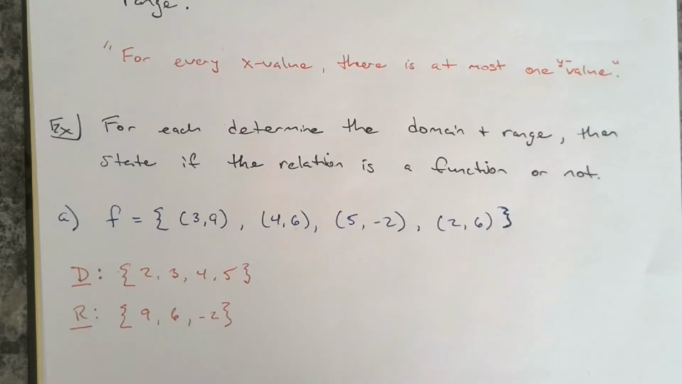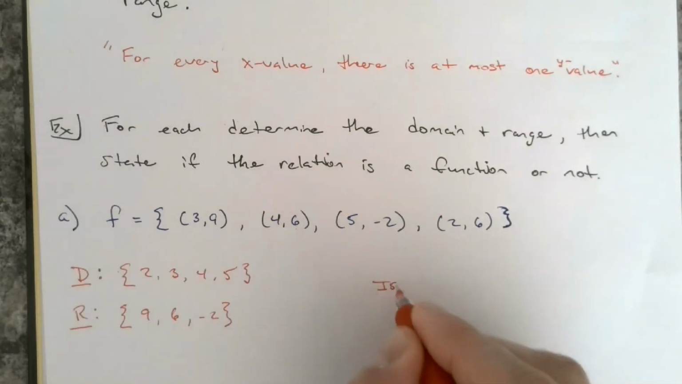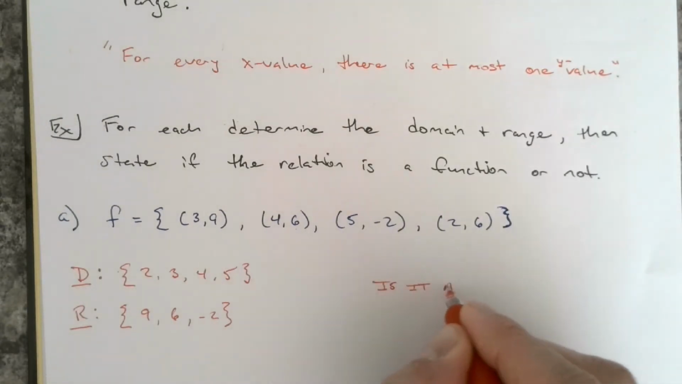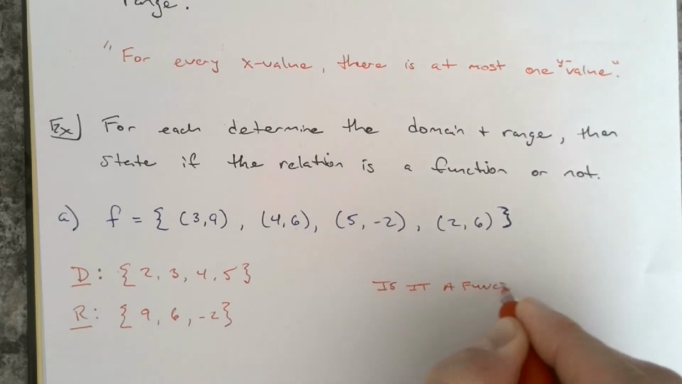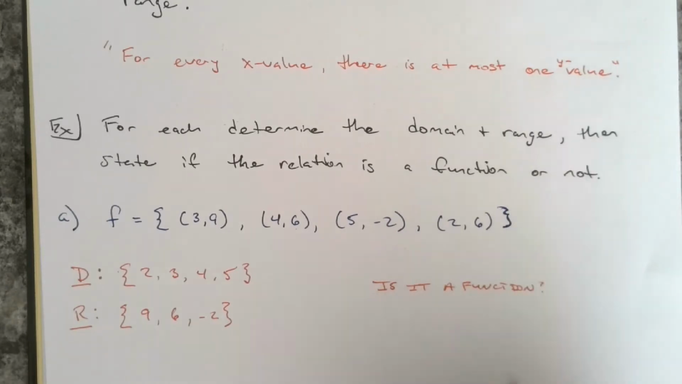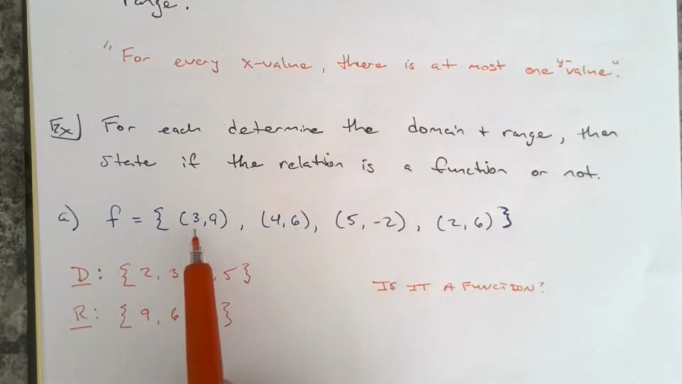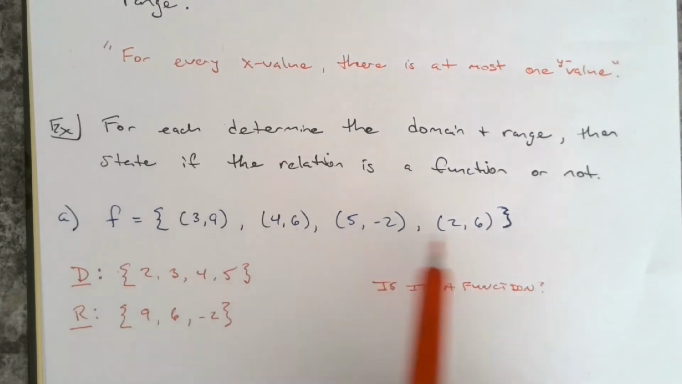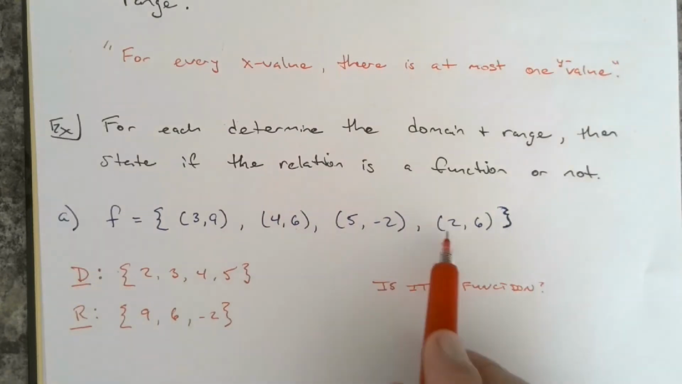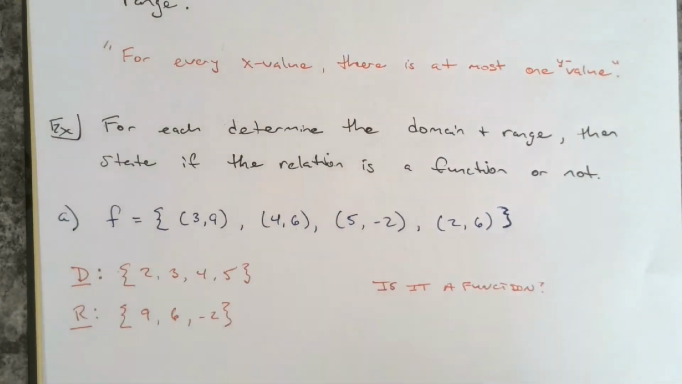And then we want to know, is it a function? That was the last part of the question. Well, does every x only correspond to one y value? Well, 3 only goes with 9, right? There are no other 3 associations. 4 only goes with 6. 5 only goes with -2. And 2 only went with 6. So the answer here is yes, it is a function.